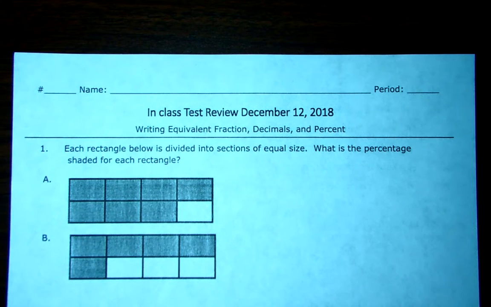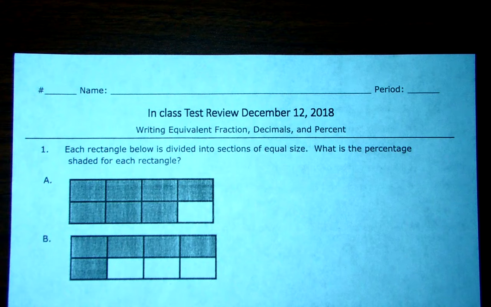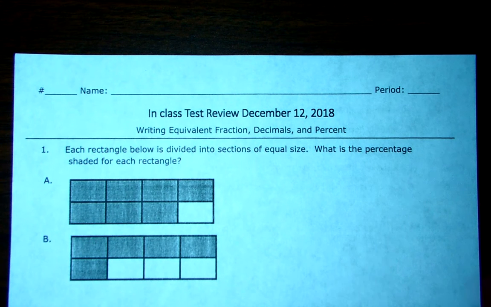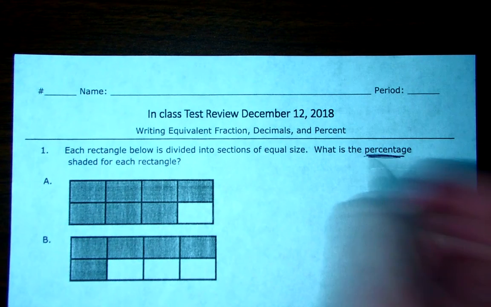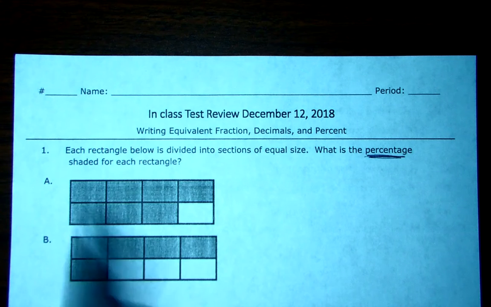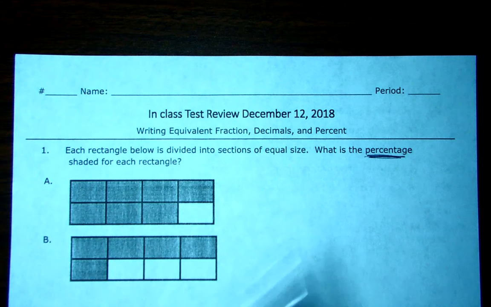Very exciting. Alright, so let's go ahead and get started because this is 20 questions long. Number 1, each rectangle below is divided into sections of equal size. What is the percentage of the shaded for each rectangle? So let's start with A.